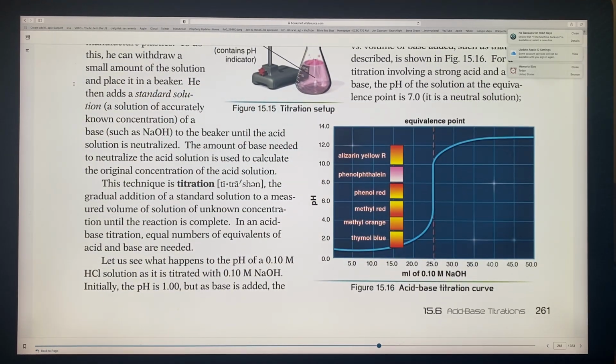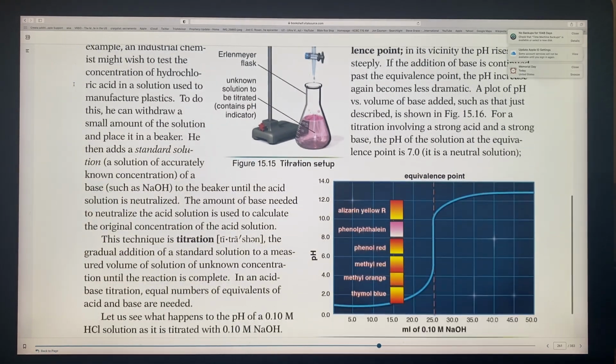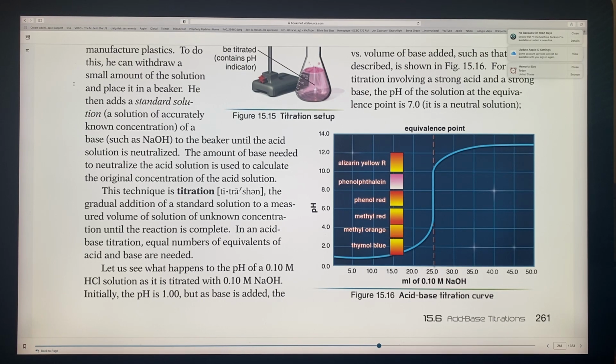And on to the equivalence point. The equivalence point is the point at which equal numbers of moles of base and acid have reacted. If the addition of base continued past this point, the pH would increase. Here is how you plot this on a graph, and you can see the indicators here, and how it gets to that point of equivalence and then drastically jumps up in pH as the base is added.